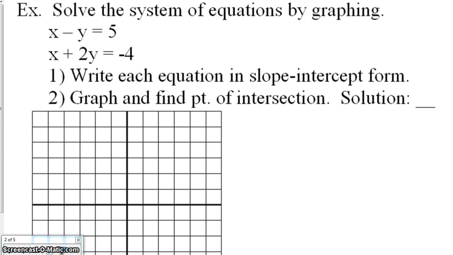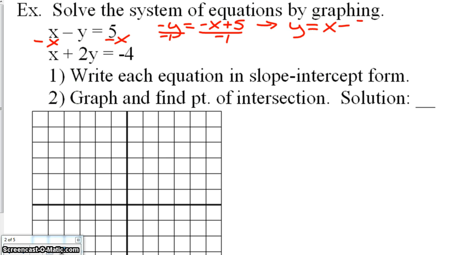In order to get x minus y equals 5 into slope-intercept form, we're going to subtract the x to the other side, which will give us negative y equals negative x plus 5. Then we're going to divide both sides by negative 1, leaving us with y equals x minus 5 as our first equation to graph.